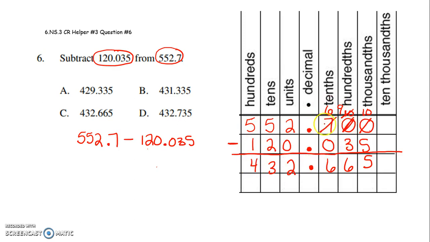Okay, so just be sure when you go over, you borrow. That bumps the next up to a 10. Borrow from there to bump that to a 10. All right, 432 and 665 thousandths. There we go. That's the answer.